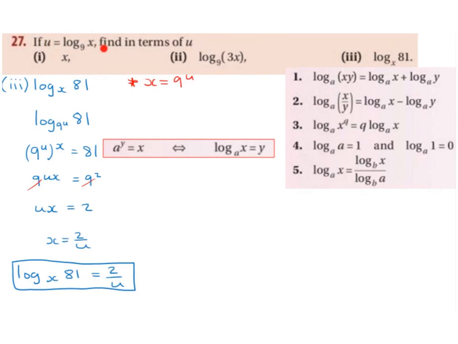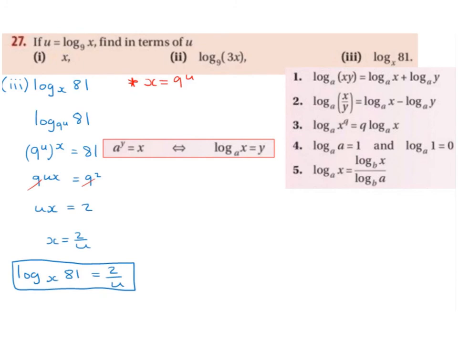If u equals log base 9 of x, find in terms of u, log base x of 81. So we know from part 1 that x is equal to 9 to the power of u. So I'm going to swap that x for 9 to the power of u. Now I want to evaluate this log. So I've got log base 9 to the power of u, of 81.